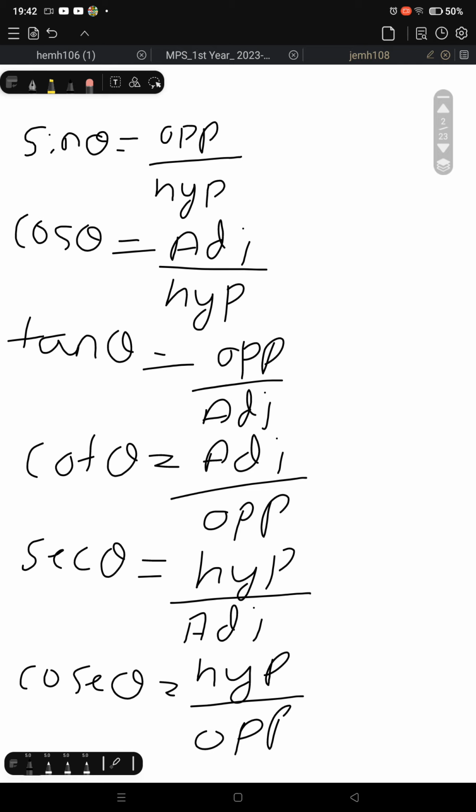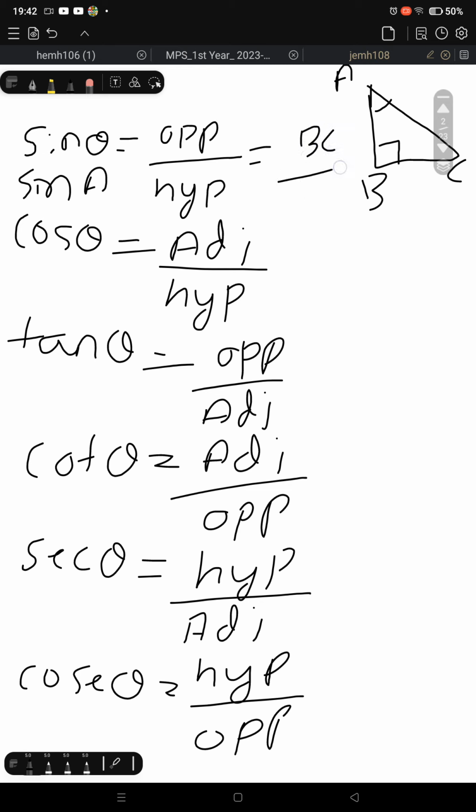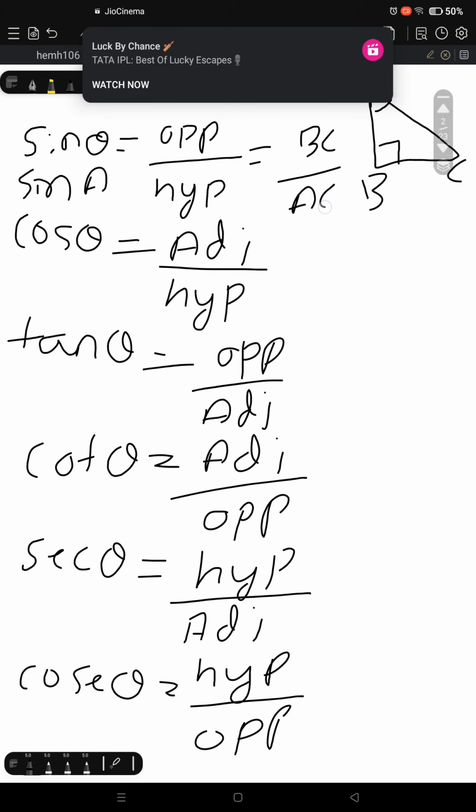Where should I draw? I'll draw here. A, B, C. Let us consider B as 90 degrees, and we will take the main angle as A. First we will take sine A, so we consider theta as A. Sine A is opposite divided by hypotenuse. BC will be the opposite, so BC, and the hypotenuse is AC.